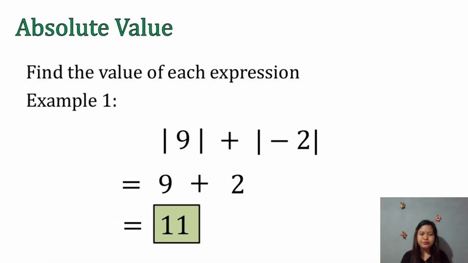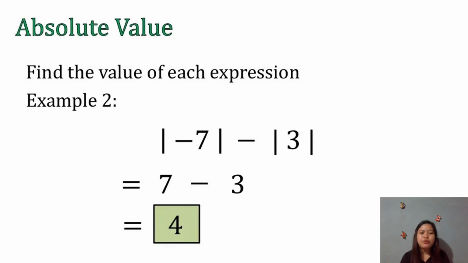Okay, if not, let's... Okay, so we have here example number 1. Find the value of each expression. So we have the absolute value of 9 plus the absolute value of negative 2. So we have there, kung unsa nato kada usa ang answer nila, and then addition nato sila i-add. So the absolute value of 9 is 9. The absolute value of negative 2 is 2. And if we add them, 9 plus 2, that's 11.